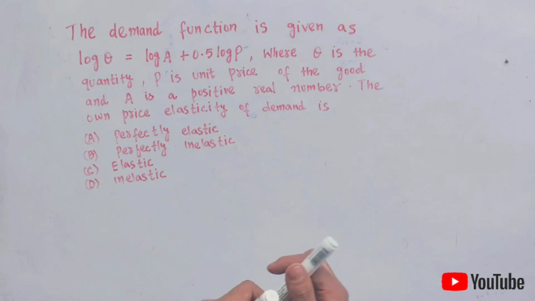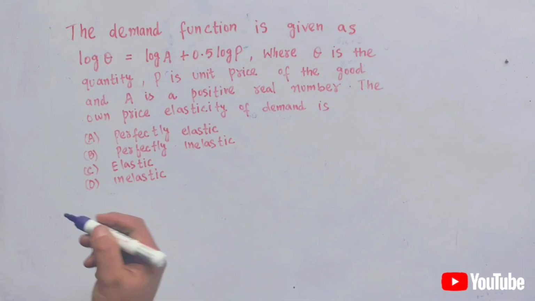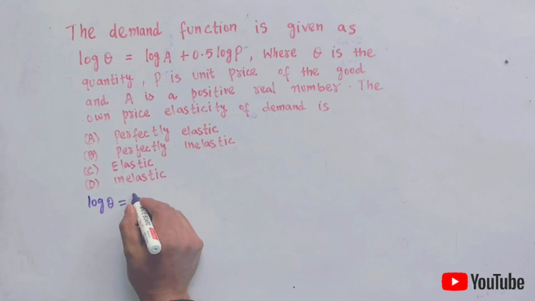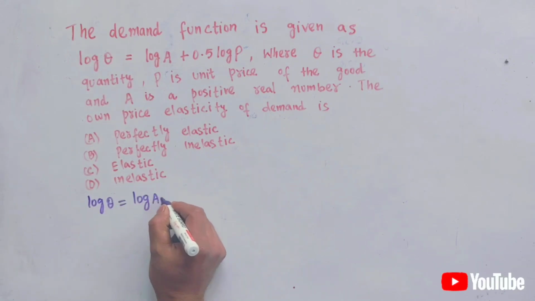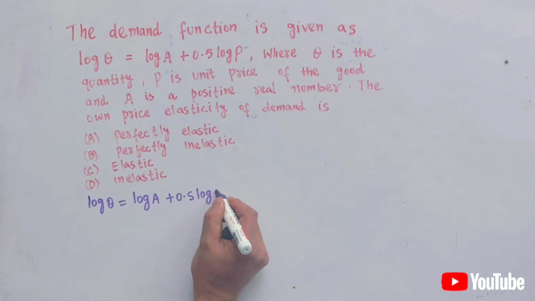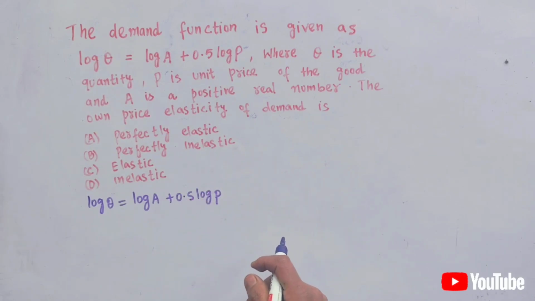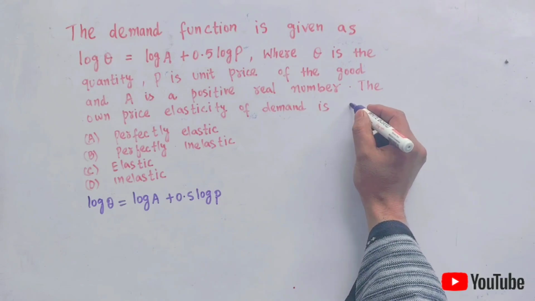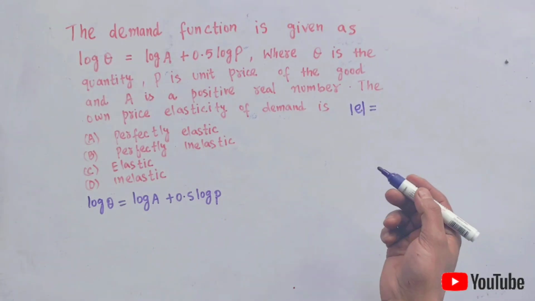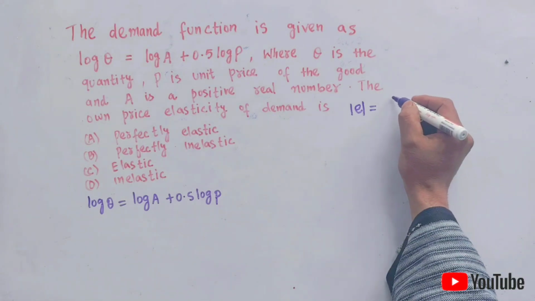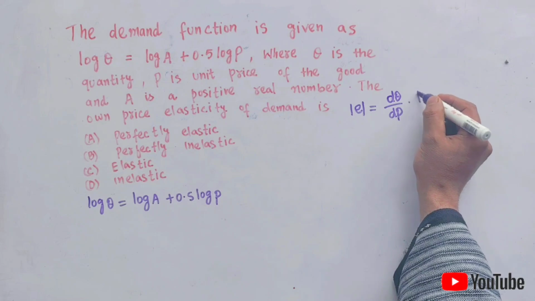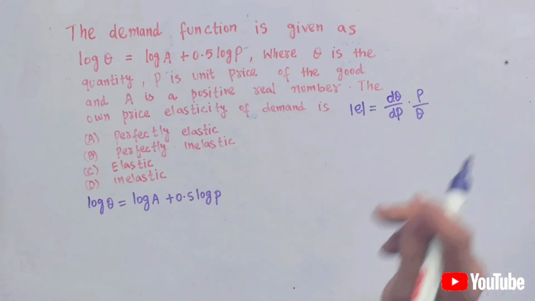Okay, so what we are being given here, we are being given the demand function is log of q is equal to log of a plus 0.5 log of p. Okay, what is the formula for elasticity? So if I write the absolute value of elasticity of demand, that is given by the change in the quantity demanded due to the change in the price times price upon quantity demanded at that very price.